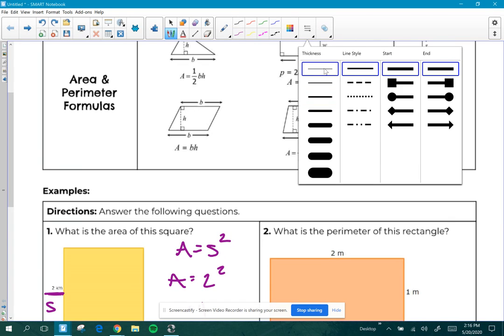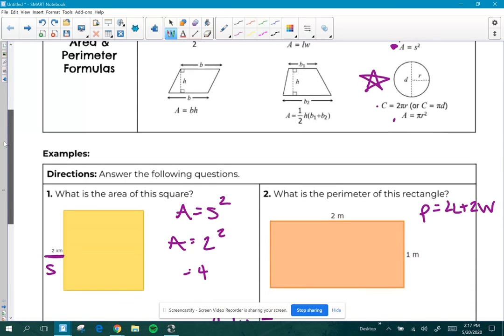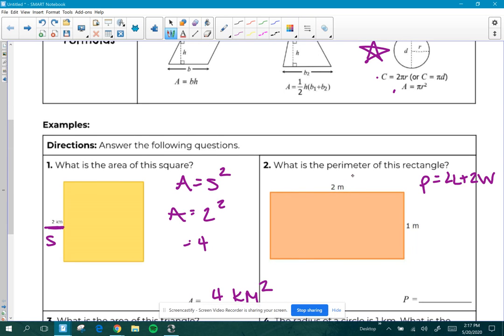So the formula for perimeter of a rectangle is perimeter equals 2L plus 2W. I don't know why this isn't getting skinnier. I'm trying to make it skinnier so I can write easier. So the length would be this guy. The width would be this guy. So I can plug that in, and I get 2 times 2 plus 2 times 1.